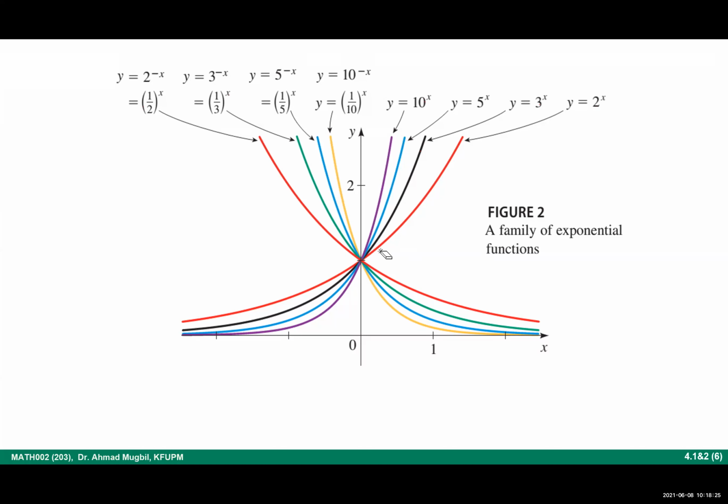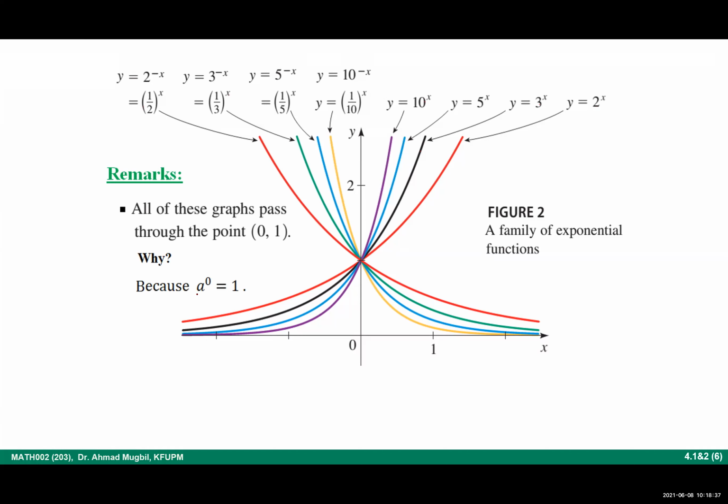Do you notice something? All of these graphs intersect at 0 and 1. They are passing through the point 0, 1. Why? Because everything to the power of 0 is equal to 1. Yes, thank you. Because a to the power 0 is 1, for any a greater than 0 and not equal to 1. Of course, a to the power 0 is 1. So this is 3 to the power 0, 2 to the power 0, whatever. Good. What is the other thing that you said before?